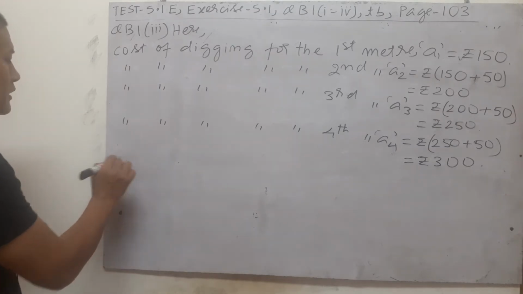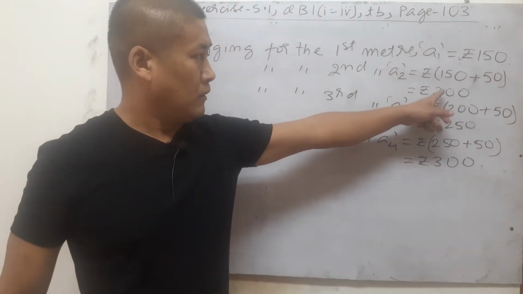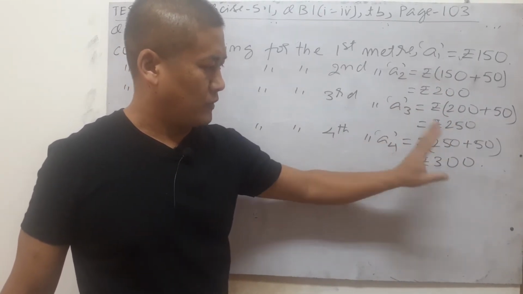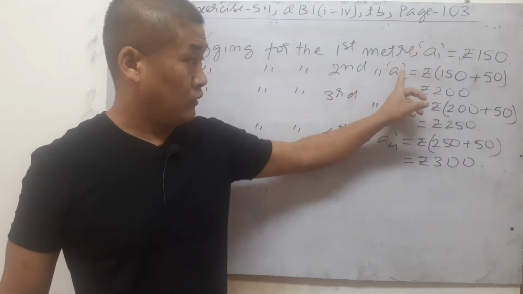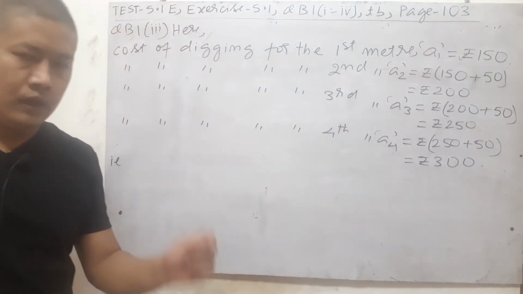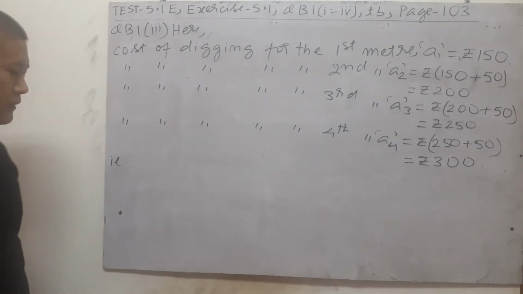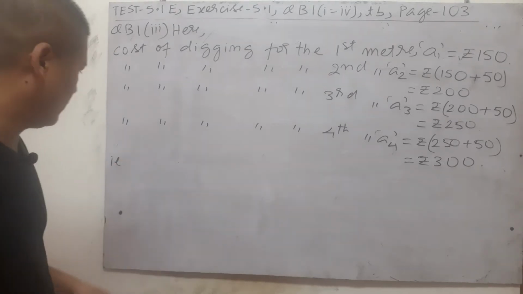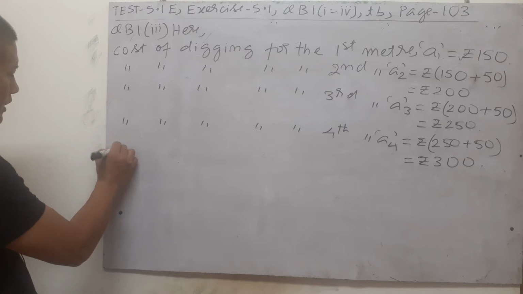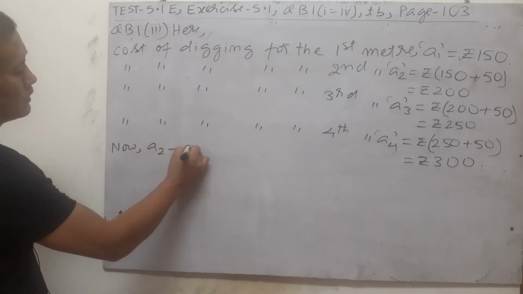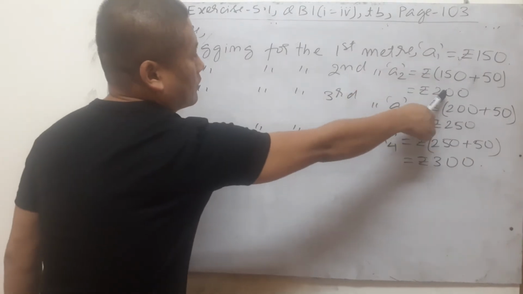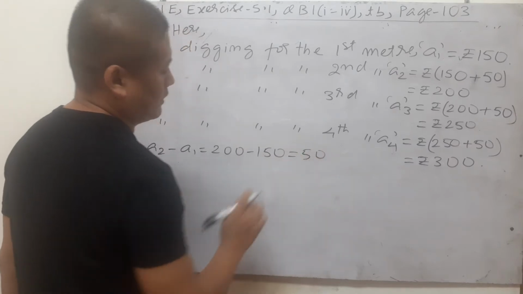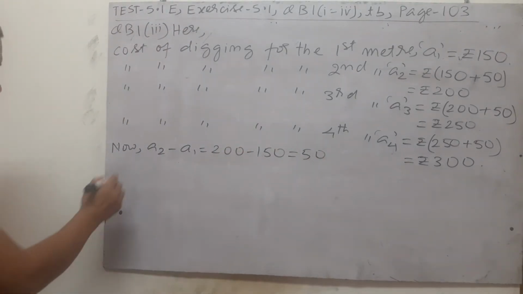So now to know whether this A1, rupees 150, A2 rupees 200, A3 rupees 250, A4 rupees 300, whether these A1, A2, A3, A4 values are in AP or not, the only confirming test is your common difference. So let us find that out. Our next job now: A2 minus A1. 200 minus 150, that is quite simple, 50.